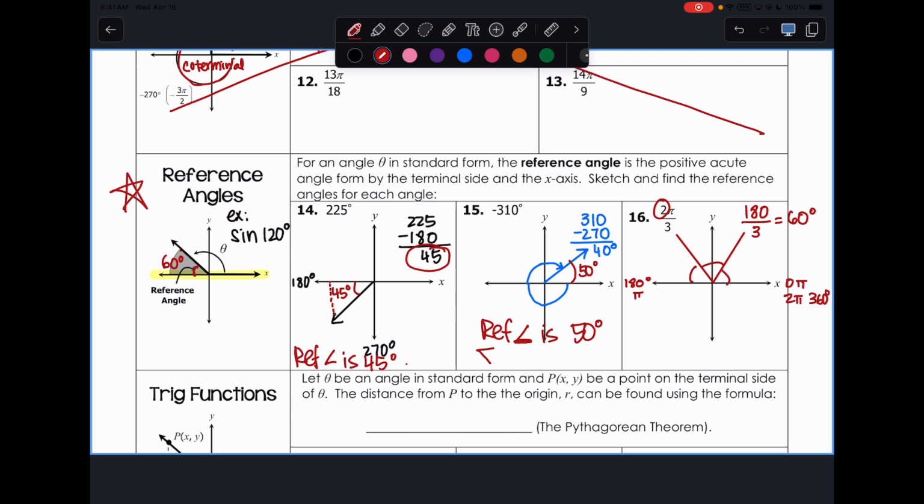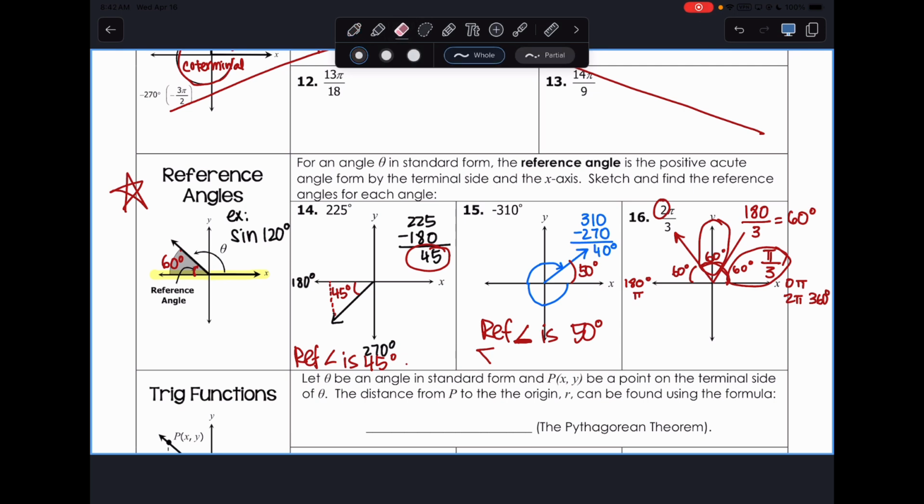How much should I move? From here to there, or is it all the way over? This is 60, this is another 60, and this is another 60 degrees. How much should I go if it's 2 pi thirds? Just to 60? Isn't that pi over 3? That's 1/3. Okay, so where's 2 pi over 3? This is 1 pi over 3. This is another pi over 3. There you go. This is where you should land.